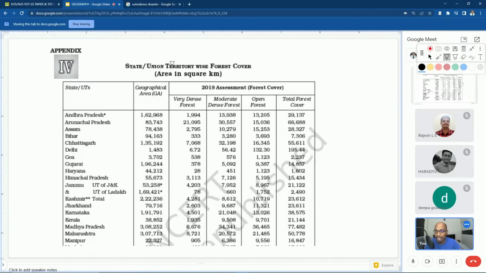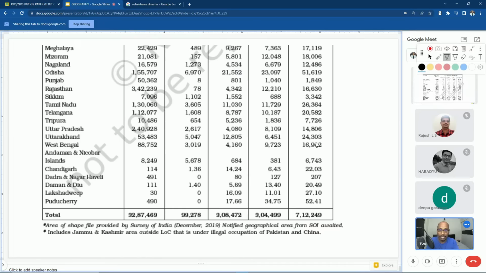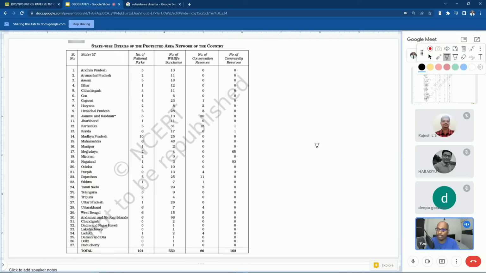Next one, if you see the state and union territory wise forest data. Even though the states have now been re-allotted, and allocation of states and union territories is done, generally the information is there. Andhra Pradesh now again is divided. So this is not outdated, and may be important, but you need to go through it once and try to update yourself as per the latest information. Then I have given the same in the next one. Then you can see state-wise details of protected area networks in the country. The number of national parks, wildlife sanctuaries, conservation reserves, all these things we have to go through according to the latest information.